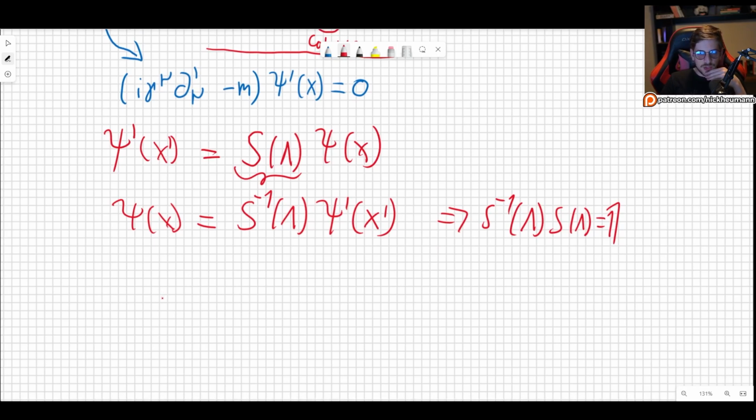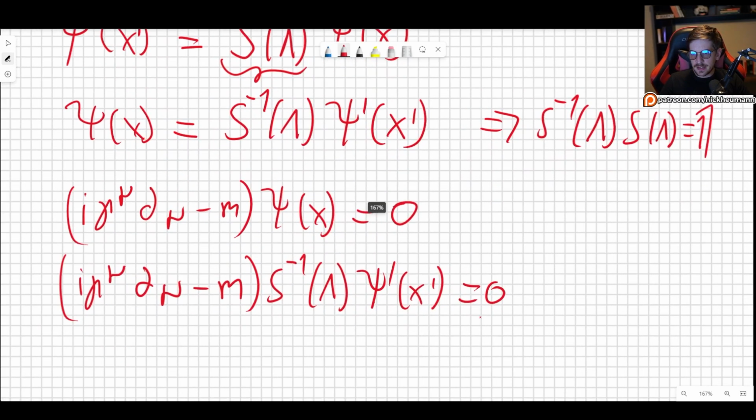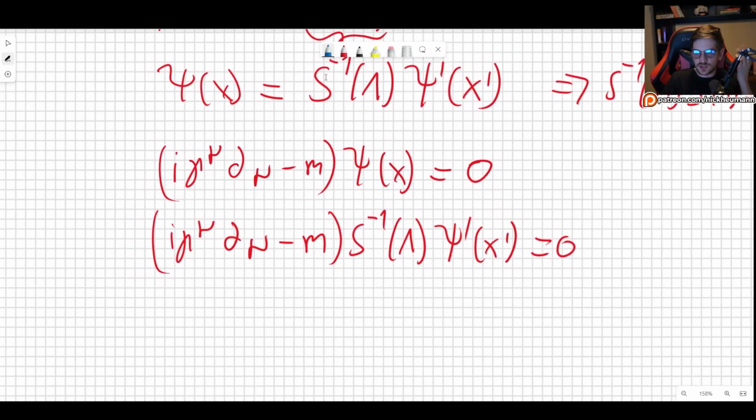So, how exactly can we do it? Let's just go into the Dirac equation and start working. The Dirac equation, again, is (i gamma^mu d_mu minus m) acting on psi of x equal to 0. Now let's replace this spinor. So we get (i gamma^mu d_mu minus m), and instead of this spinor here, we have S^-1(lambda) psi prime of x prime equal to 0. Okay, so now it's not really looking particularly covariant at the moment, so let's keep working.